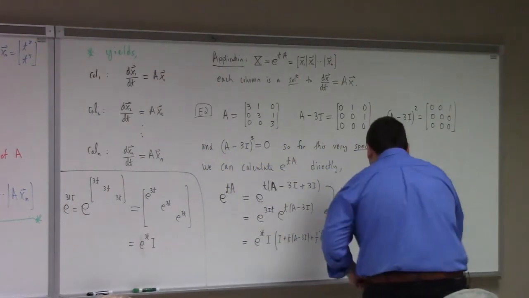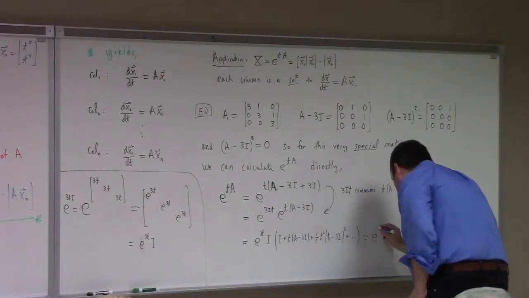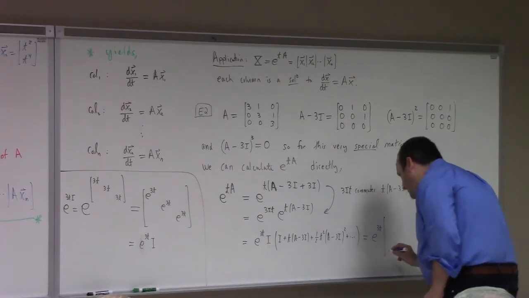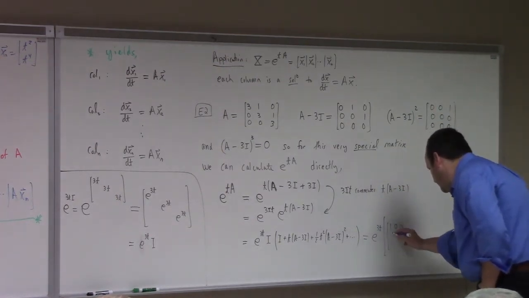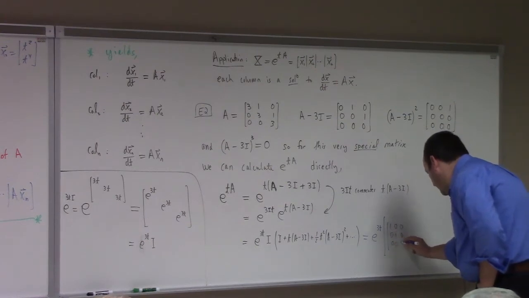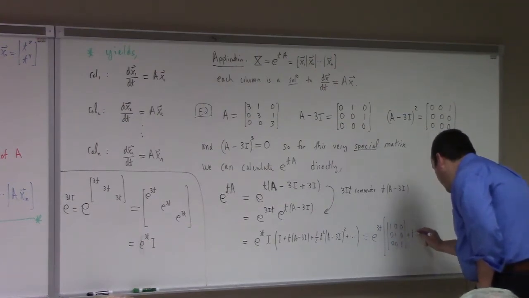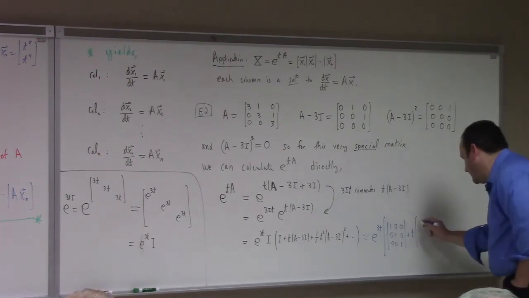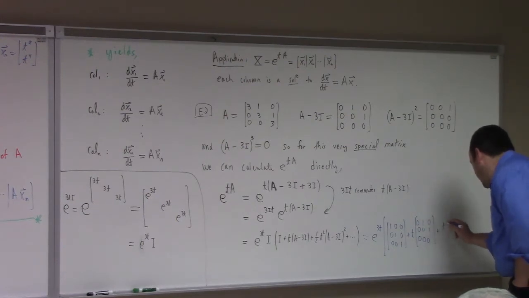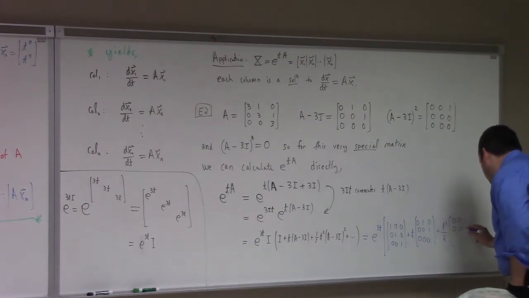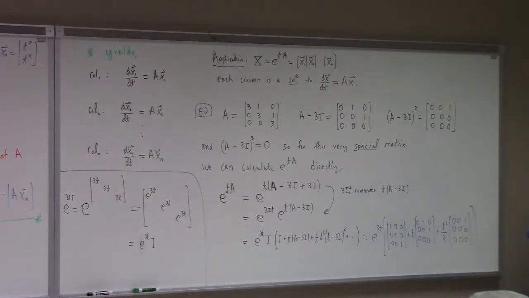This is actually e to the 3t times what? The matrix 1, 0, 0; 0, 1, 0; 0, 0, 1, plus t times A minus 3I, which is 0, 1, 0; 0, 0, 1; 0, 0, 0, plus t squared over 2 times 0, 0, 1; 0, 0, 0; 0, 0, 0, lots of zeros. That's the matrix exponential.